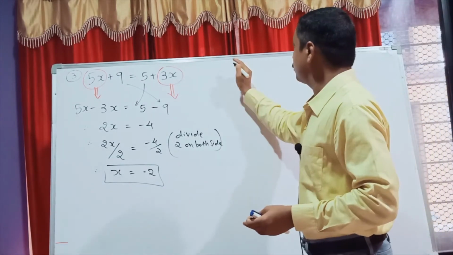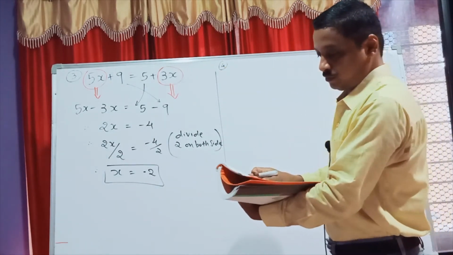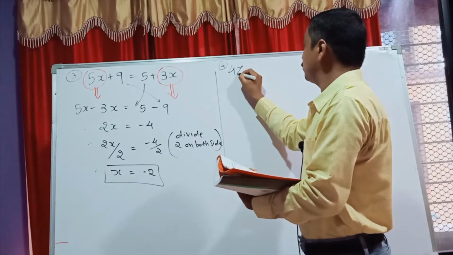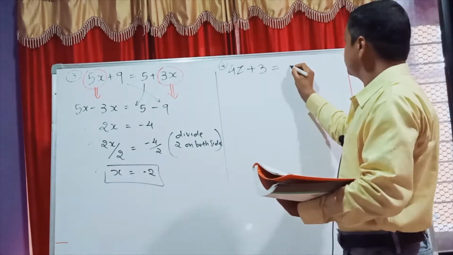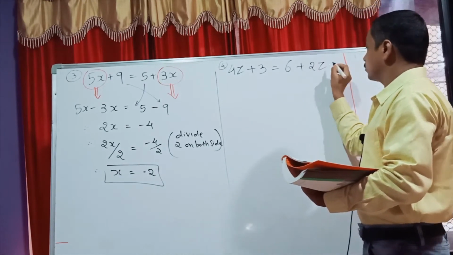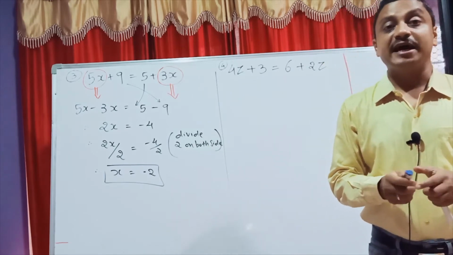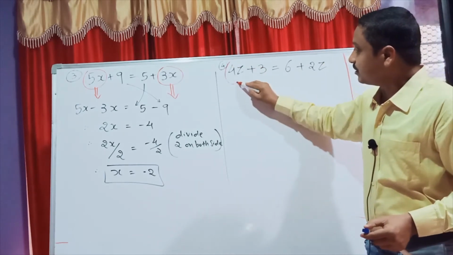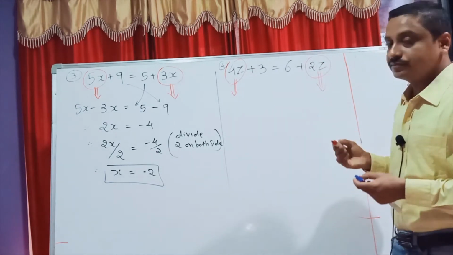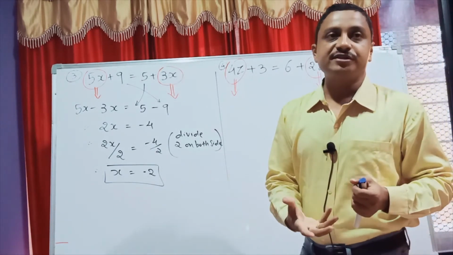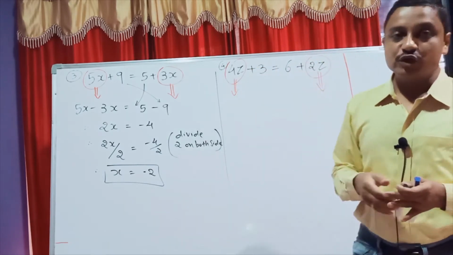Question number 4. 4z plus 3, 6 plus 2z. Similarly here also, students, our question is given in the variable z. Yes, these are the variables. So before starting, students, you just define first our variables. Now 4z and 2z both are joined.